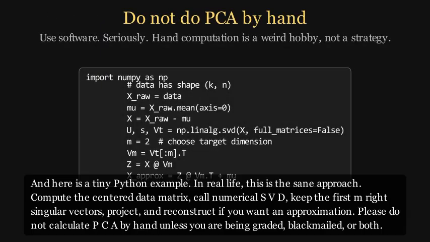And here is a tiny Python example. In real life, this is the sane approach. Compute the centered data matrix. Call numerical SVD. Keep the first m right singular vectors. Project, and reconstruct if you want an approximation. Please do not calculate PCA by hand unless you are being graded, blackmailed, or both.